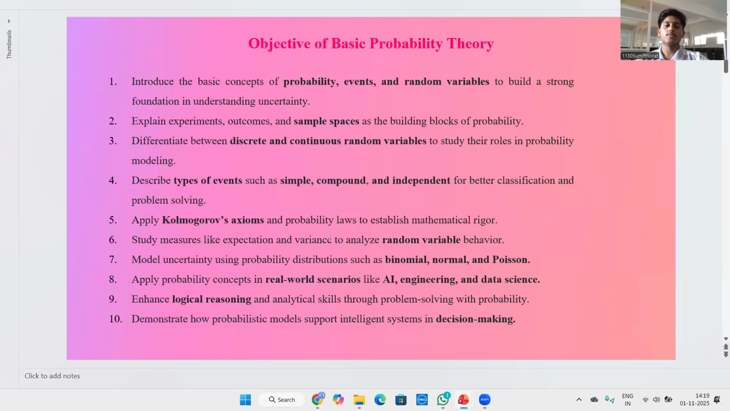Next, we see the objective of basic probability theory. The goal of probability theory is to measure and understand uncertainty. It introduces experiments, outcomes, and sample space as its basic components. We also study random variables and events to describe real-life randomness mathematically. This knowledge helps analyze observable systems, from weather patterns to AI models. Through this topic, we develop logical thinking and quantitative reasoning. It also strengthens our ability to interpret data and predict future outcomes accurately.